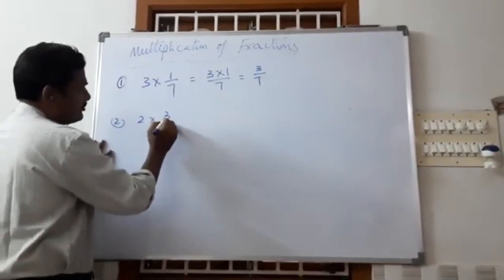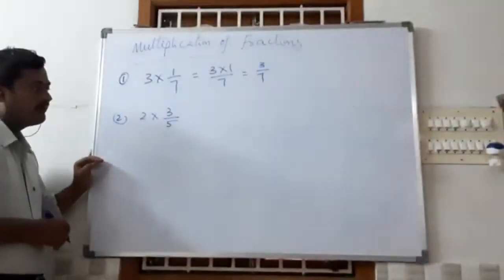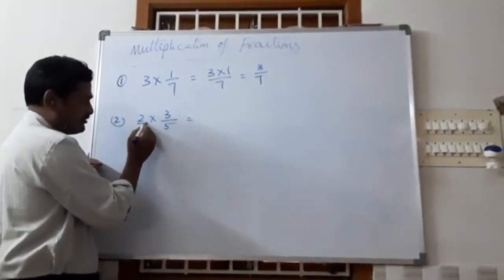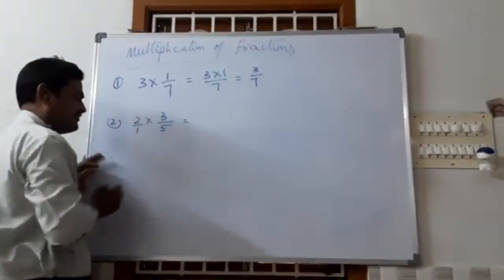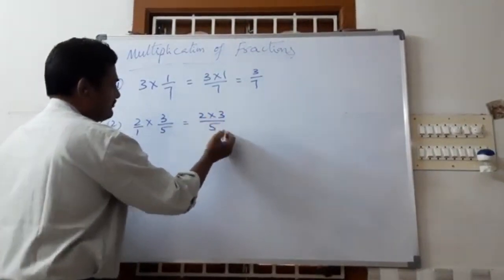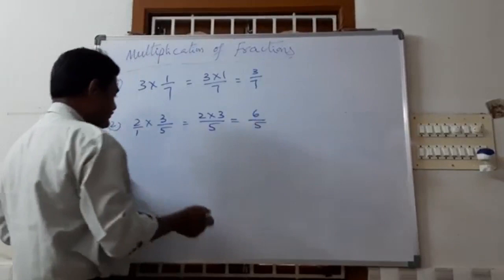Now another example. 2 into 3 by 5. Now how can we multiply? This is the numerator. Here there is no number, which means we can take it as 1, or simply we can leave it like that. Now 2 into 3 by 5 equals 2 3s are 6 by 5.